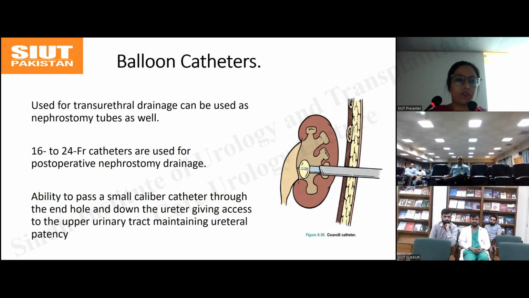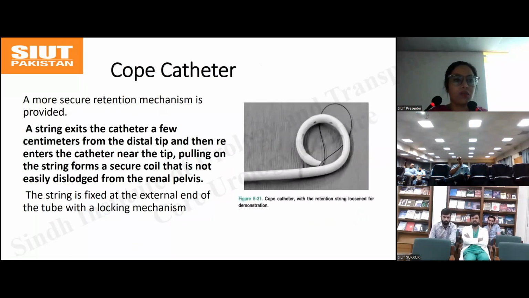16 to 24 French catheters are used for post-operative nephrostomy drainage. It has an ability to pass a small caliber catheter through the end hole and down the ureter, giving access to the upper urinary tract, maintaining ureteral access. A Cope catheter has a more secure retention mechanism. A string exits the catheter a few centimeters from the distal tip and then re-enters the catheter near the tip, as you can see in the picture.